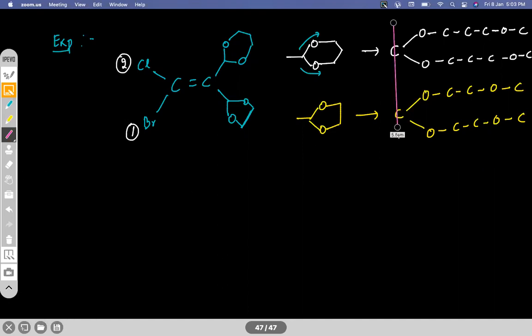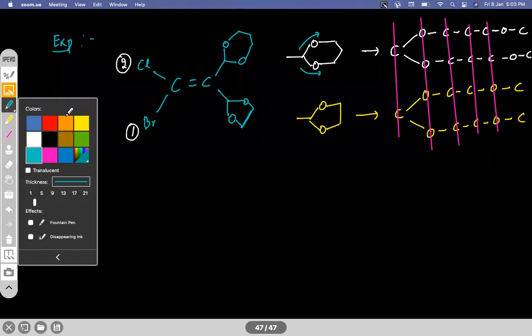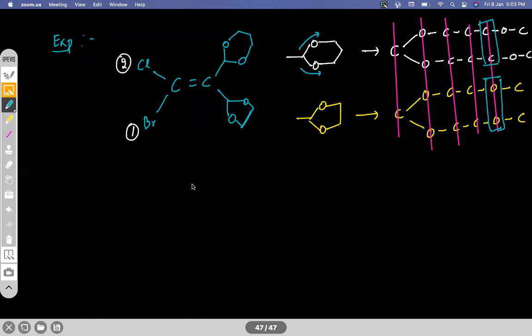First atom is carbon. We cannot decide, just ignore. Second atom, we have only oxygen. Again oxygen, oxygen, we cannot decide, ignore. Third atom is again carbon, we cannot decide, ignore. Fourth atom is again carbon, we cannot decide, ignore. Fifth atom, here we have carbon, but here we have oxygen. Here we can easily compare. So this is oxygen here, and this is carbon here. Oxygen has more atomic weight, hence this has higher priority than the other one.